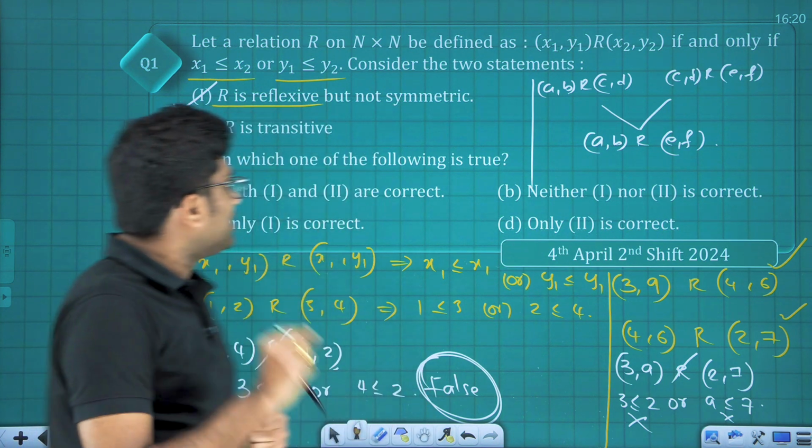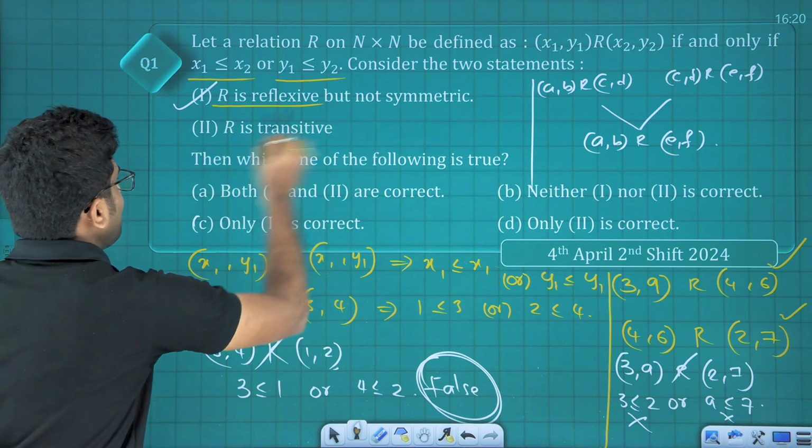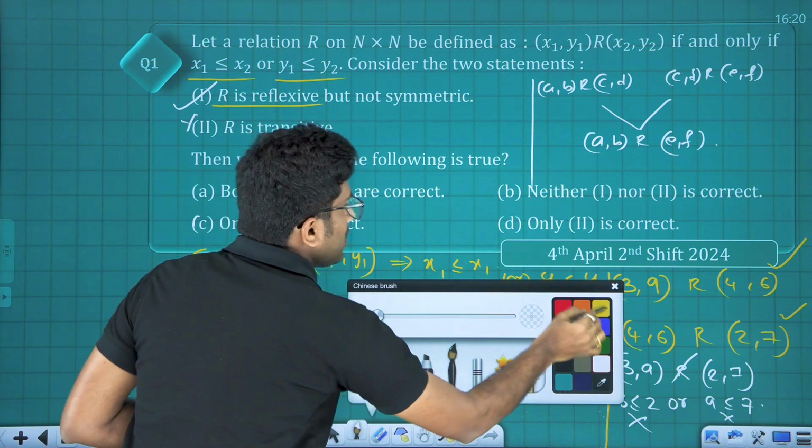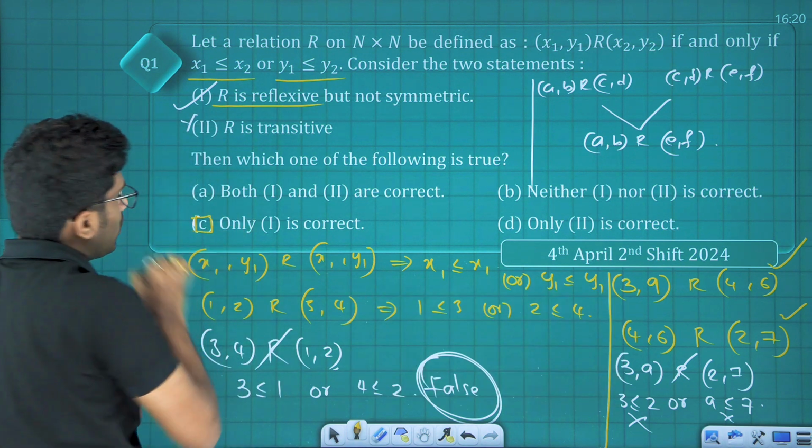So that means the relation is reflexive but not symmetric, and it is not transitive. So hence only option C is going to be the correct option.